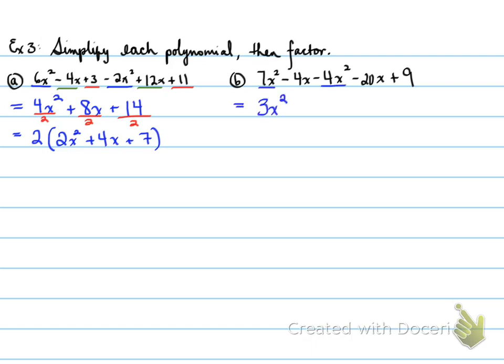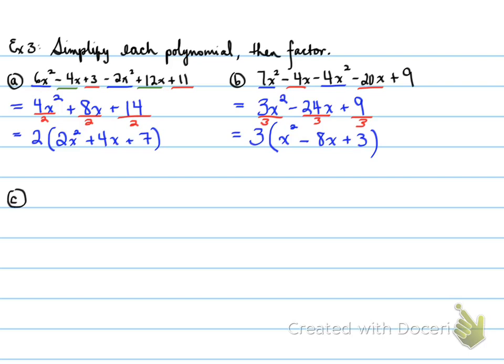Next part, 7x squared and minus 4x squared gives us 3x squared. Minus 4x minus 20x gives us minus 24x. And then plus 9. So now what we have to do is look for a common factor. That's right, 3 can be taken out of all of these. And when we divide out 3 out of all of these, we get 3 on the outside, and left on the inside is x squared minus 8x plus 3. And that's the end of part B.